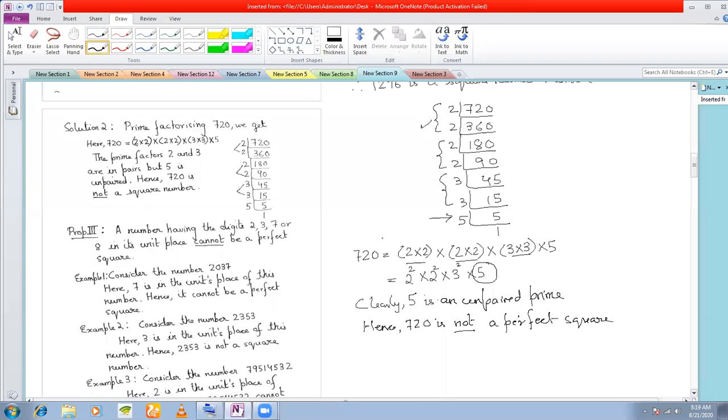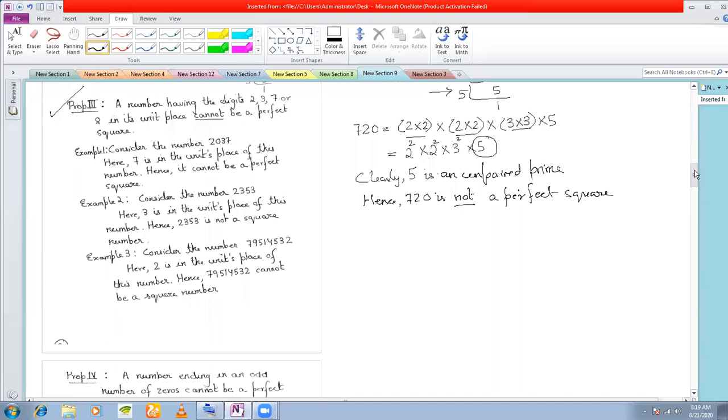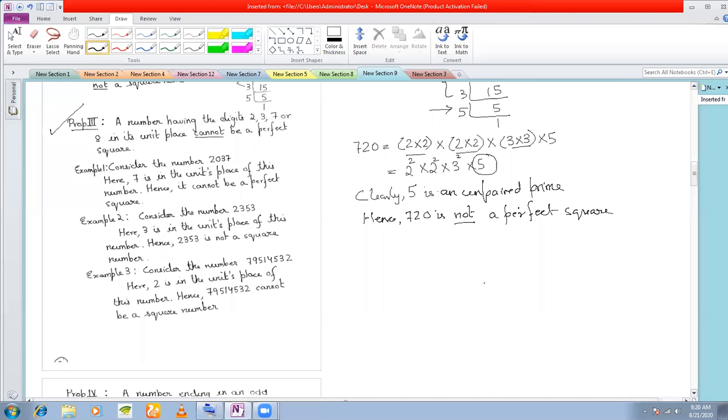Next property. And again, an important property and very interesting property also. Property 3: a number having 2, 3, 7 or 8 in its units place cannot be a perfect square. This is the keyword, cannot be a perfect square. Any number which is having either 2 or 3 or 7 or 8 in its units place cannot be a perfect square.